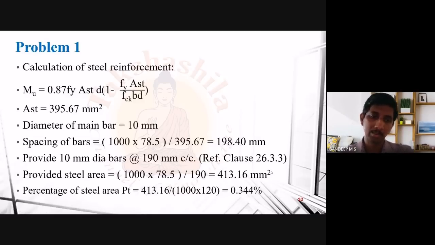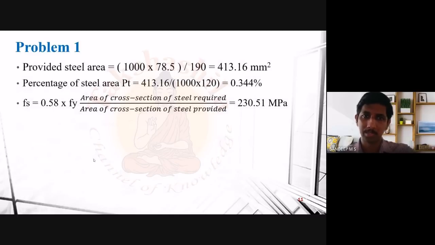Now we are going to calculate the percentage of steel reinforcement. What do we mean by percentage? It is the area of steel divided by the total cross-sectional area. Therefore, area of steel divided by our width, which is 1000, and our thickness or depth, which is 120. Corresponding to this, you will get 0.344%. So let's see why we are calculating these things, percentage area and other things. Provided steel is this and percentage of steel is this one.